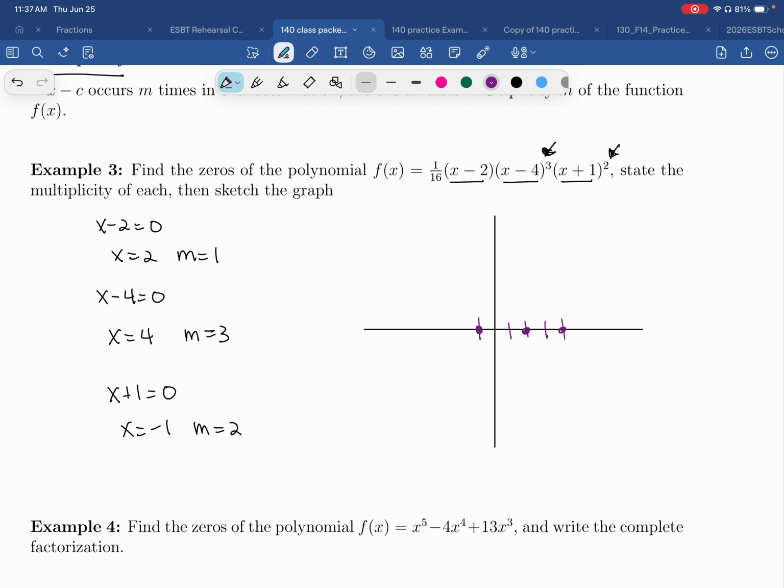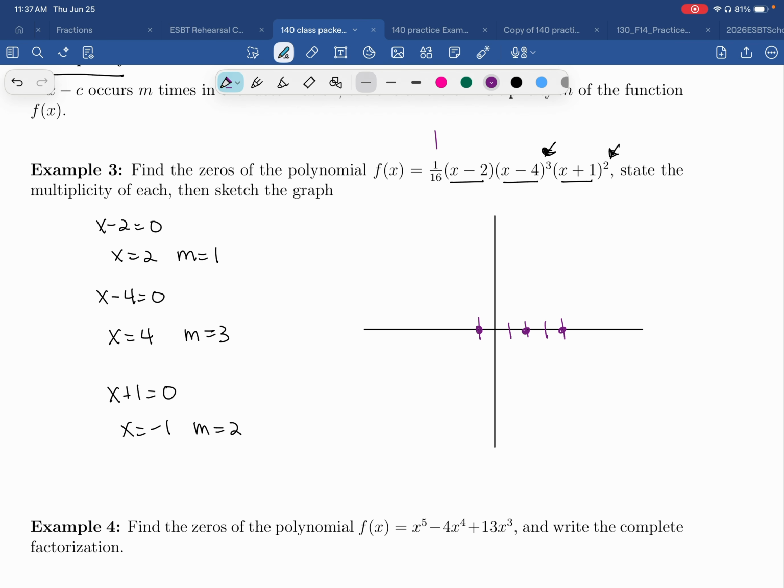If I add up all of the powers, 2, 3, and 1, that gives us 6. When you have an even degree, that means your endpoints, where the arrows go on the left and the right, will both go in the same direction. If it's odd, they go opposite. One goes up to positive infinity, one goes down to negative infinity.